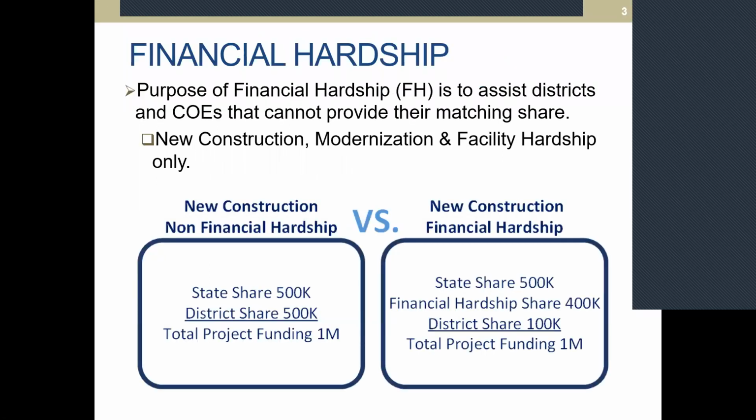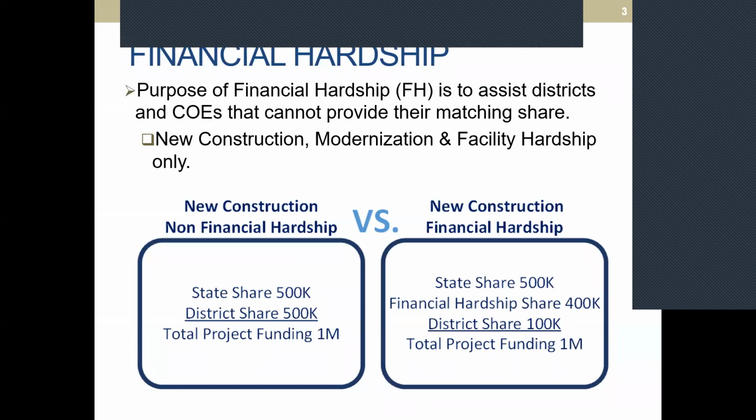Okay, the purpose of financial hardship. Financial hardship is to assist districts and COEs that could not provide their matching share on their school facility program projects. And hardship is only for new construction, modernization, and facility hardship projects. You can see from the chart that the basic new construction project is a 50-50 project, with 50% state share and 50% district share or their cash contribution, which would add up to the total project funding. The example is $1 million.